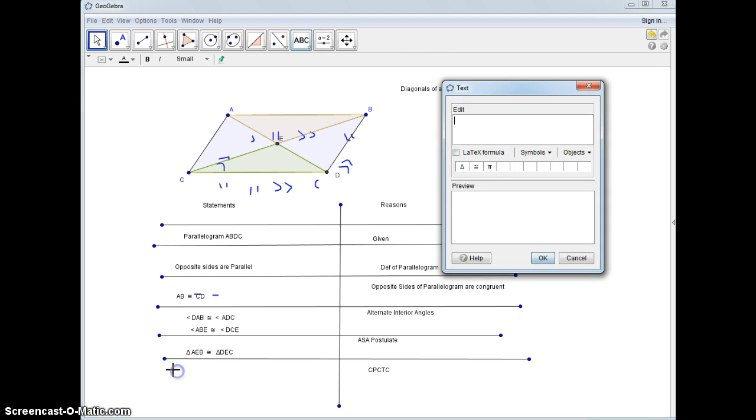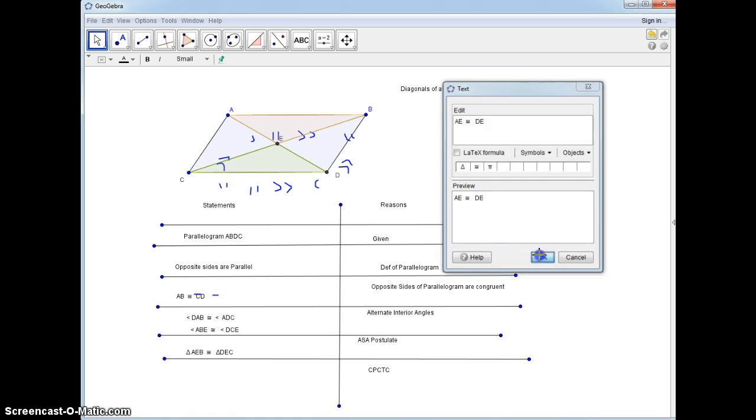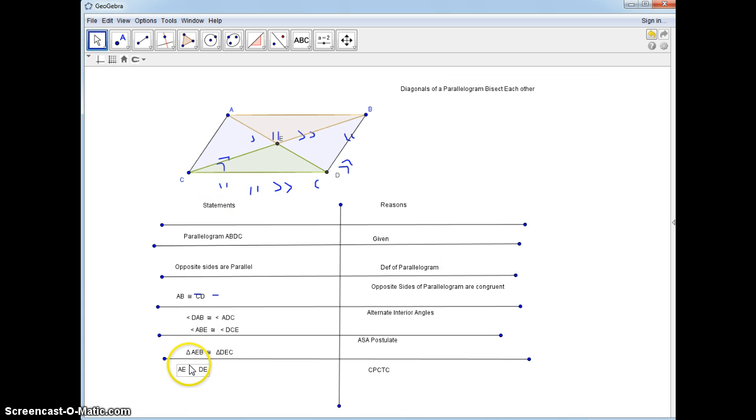This is so much fun. So AE is going to be congruent to the first two letters, which are DE. And we can say that CE, which is the last two letters, is congruent to EB. So let's write that down.